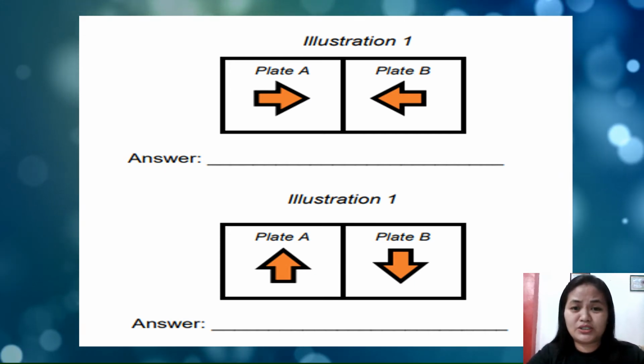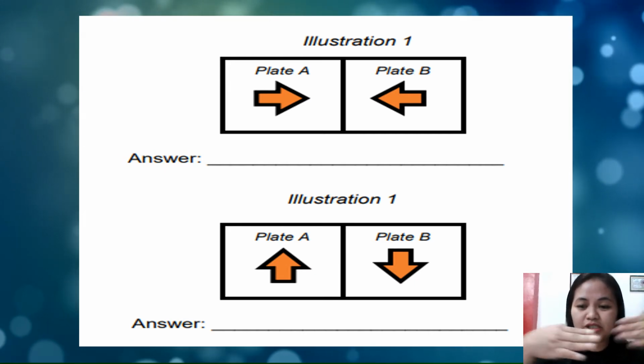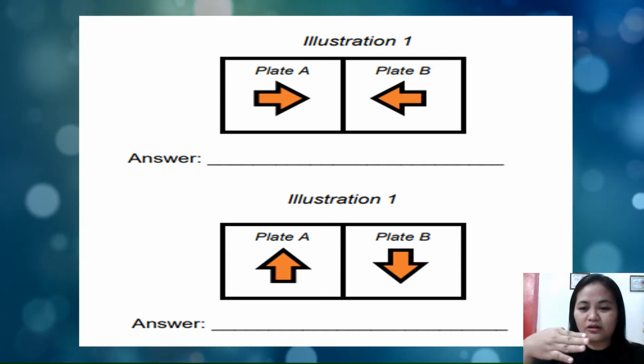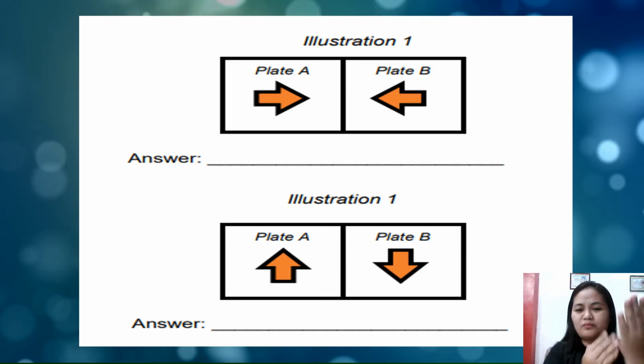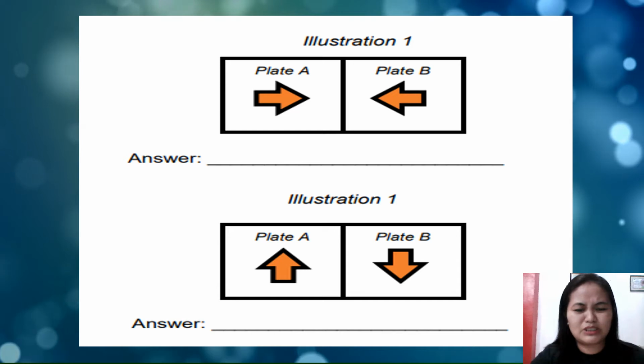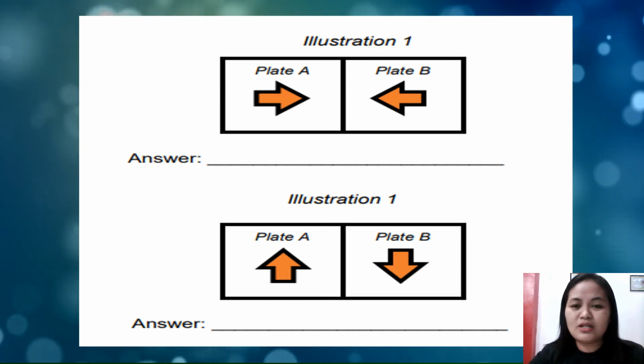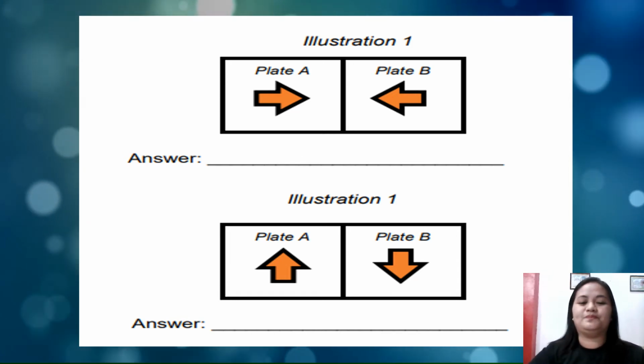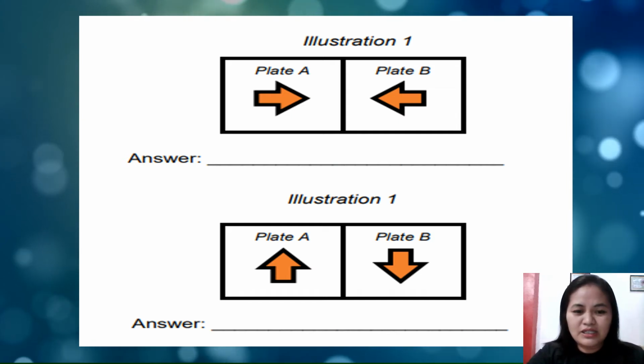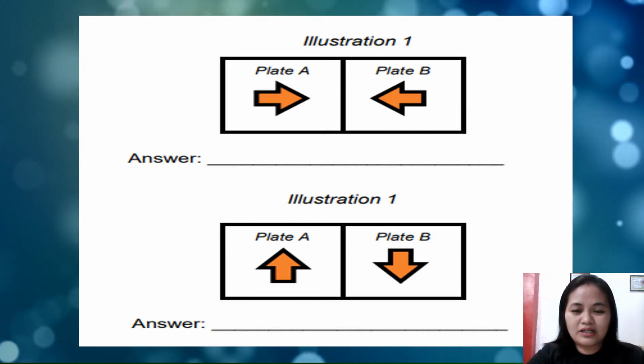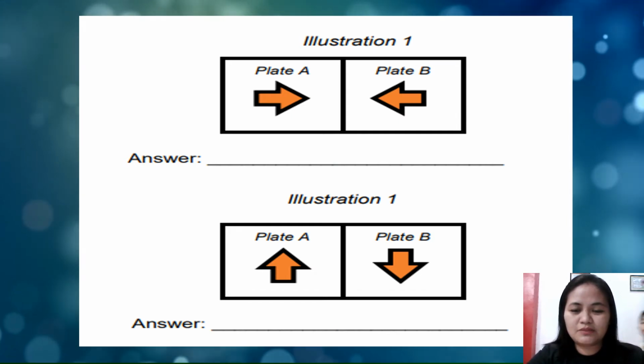So, what is your answer? Is it convergent, divergent, or transform? Sinabi ko na naman yung sagot. Kapag hindi mo na-gets, replay mo. And then, I think this is the last illustration for activity 1.